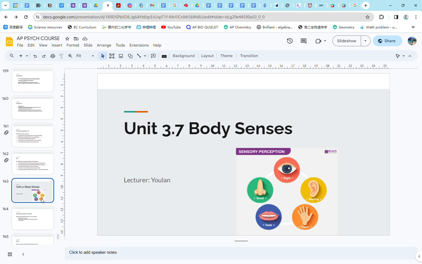Today we'll be talking about our last subunit of Unit 3, Perception and Senses, and today we'll be talking about body sense.